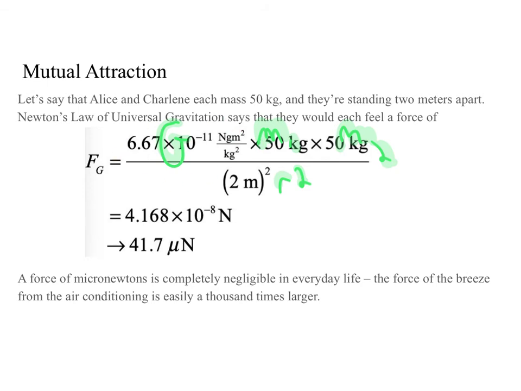Indeed, to get real forces, to get Newton-level forces, we need at least one of these masses to be very, very large to balance out the fact that the universal gravitational constant is so ridiculously small.